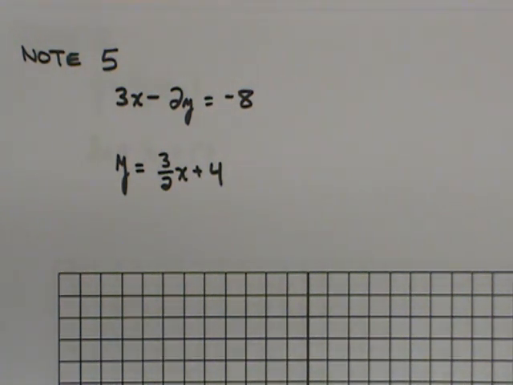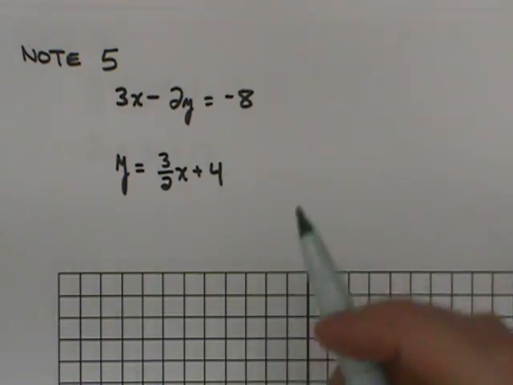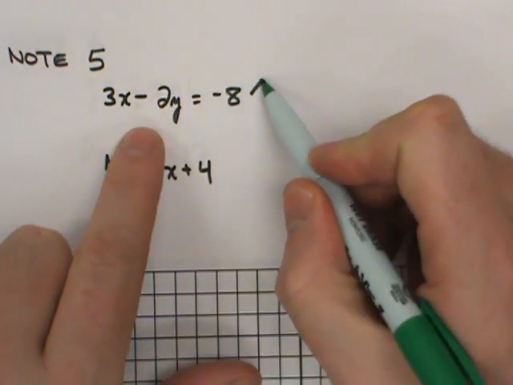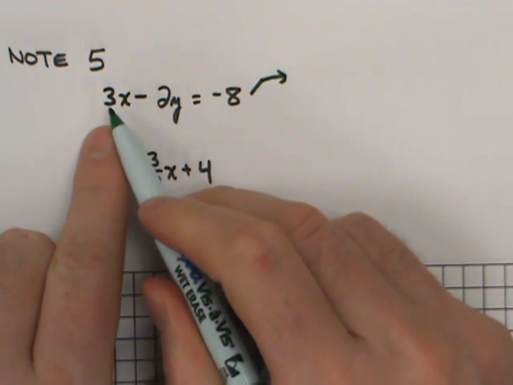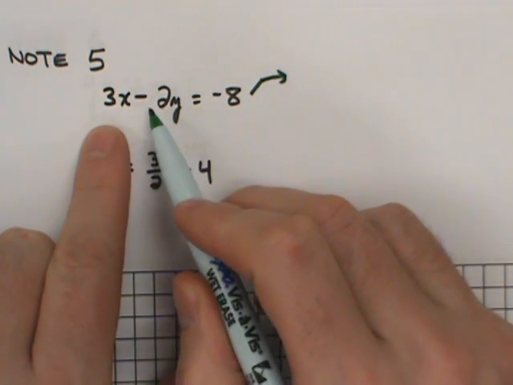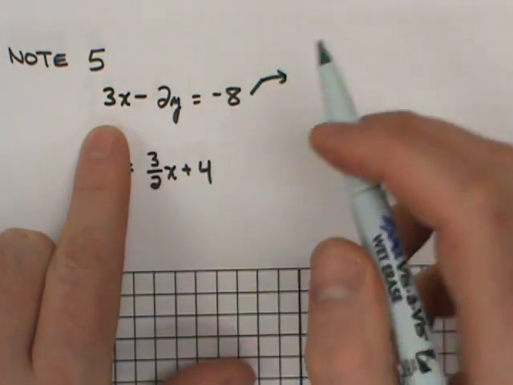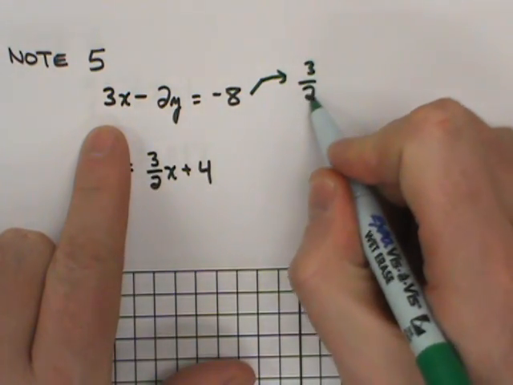Here we have note 5 for graphing systems of linear equations. In the first example, we look at the standard form equation. We want to pull out a slope. The slope will be 3 over 2, and we make it positive because of the negative in there. So it's a over b, opposite sign, 3 over 2.